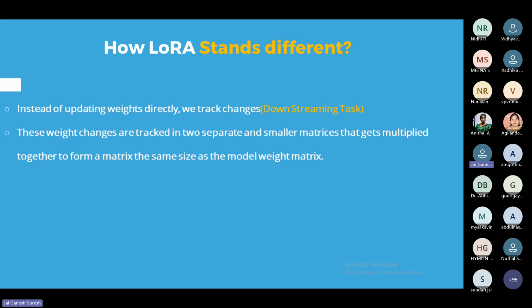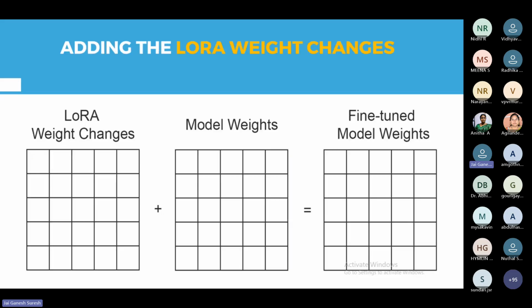These weight changes are tracked in two separate, smaller matrices that get multiplied together to form a matrix of the same size as the model weight matrix. So what does it mean? The weight changes are tracked in two matrices. Now you can see this picture. In this picture, I have the LoRA weights and I have the model weights. The LoRA weights are nothing but the parameters that have actually been changed. In the model weights you can see all the 125 parameters in my model. Now I need to merge this data in order to have the fine-tuned model weight parameters. Now you can ask me a question.